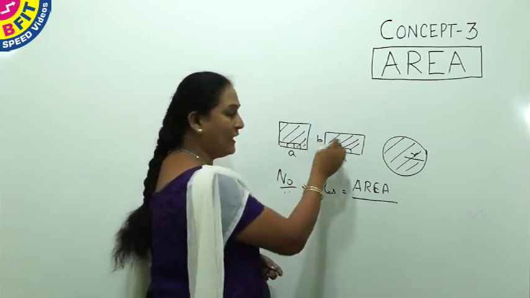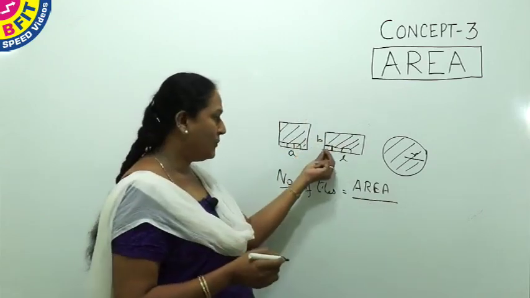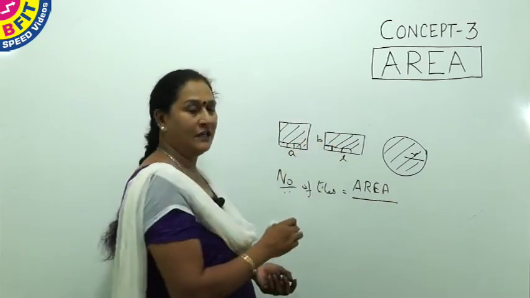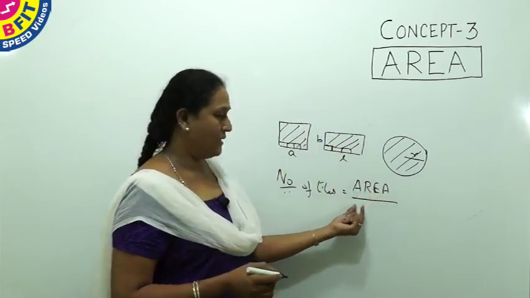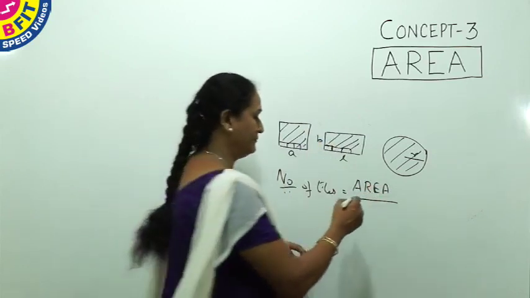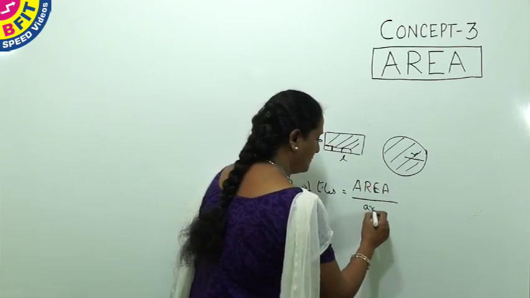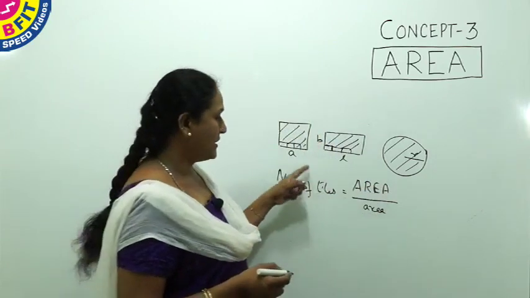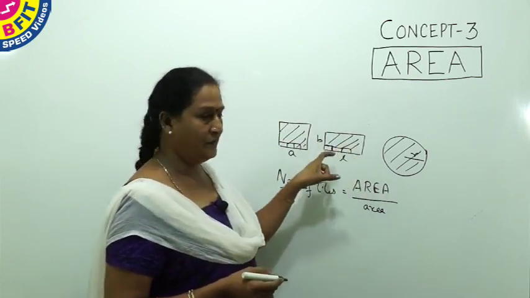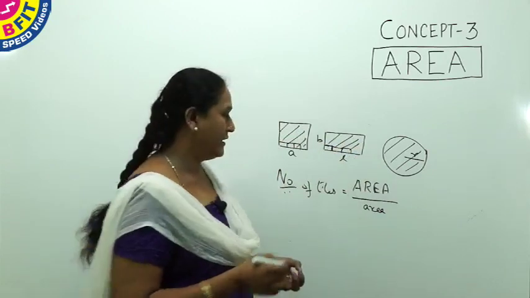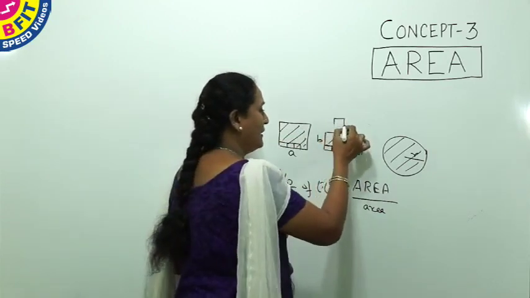The single tile's length and breadth will be given, so it will be either a rectangle or a square. Find the area of a single tile, and dividing the whole area by the area of a single tile, the number of tiles is got. So the capital area in the numerator represents the area of the whole region which has to be tiled, and this smaller area in the denominator is the area of a single tile.